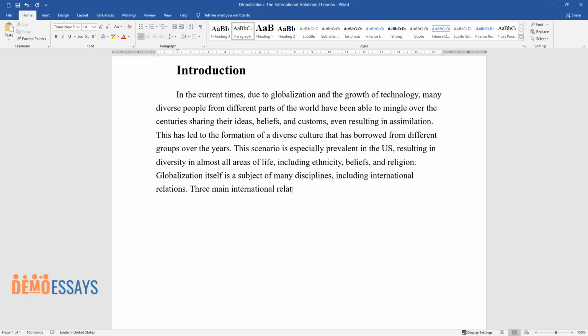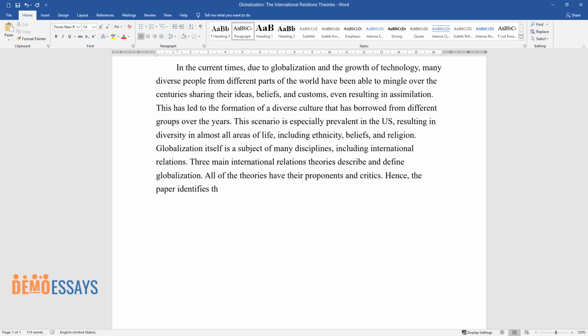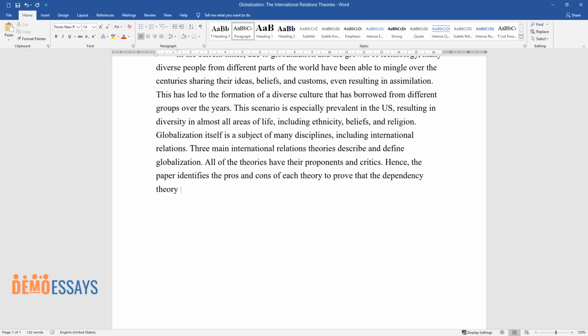Three main international relations theories describe and define globalization. All of the theories have their proponents and critics. Hence, the paper identifies the pros and cons of each theory to prove that the dependency theory represents globalization the most accurately.